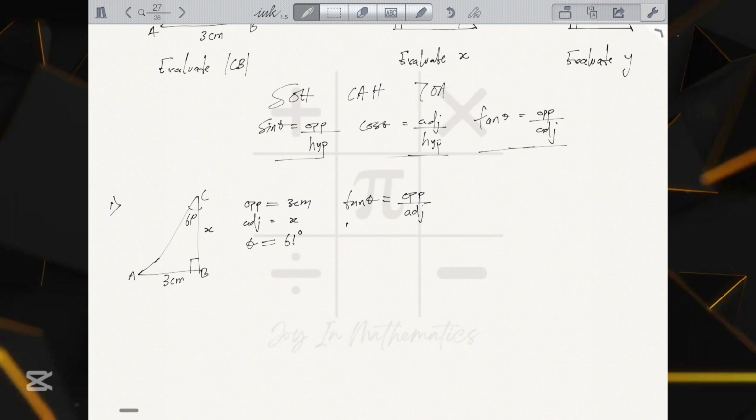Therefore, we will make our substitution. Tan 61 degrees is equal to opposite, which is 3. The adjacent we are looking for is X. So making X the subject of the formula, we can say that X will be equal to 3 divided by tan 61 degrees. An expression for tan 61 is simply 1.8040, and the final answer for X will be 1.6630 centimeters. So that's that.